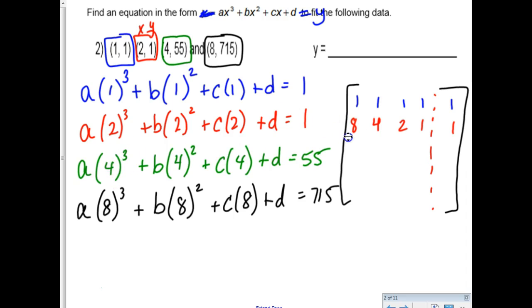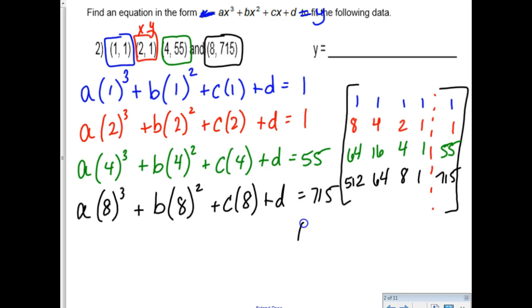For the green one, you have 64, 16, 4, 1, and 55. And then for the black line, 512, 64, 8, 1, and 715. And that is all the math we're going to do on that question. The rest of it's going to be on the calculator.